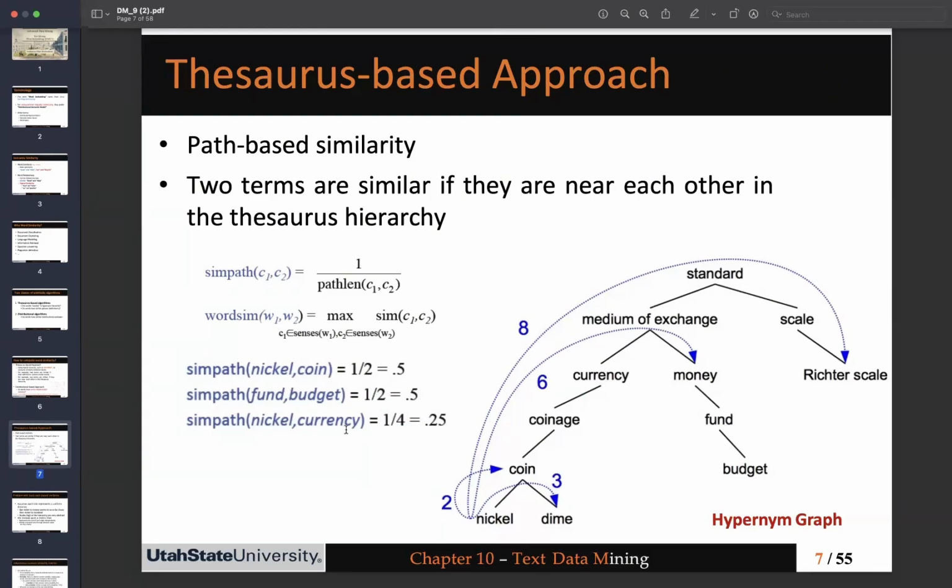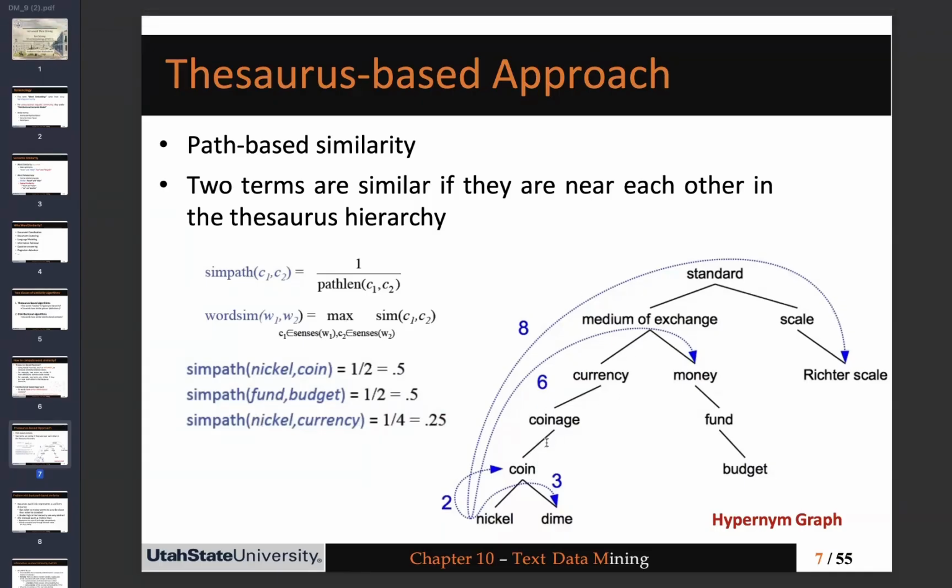Now let's look at the last example that we have in the slide. The simpath between nickel and currency, which is a little bit farther away in the hierarchy, is equal to 1 over the path length between nickel and currency. In order to go from nickel to reach currency, which is the great-parent in the tree, we need to reach first to coin, which has a 2 as being the weight.